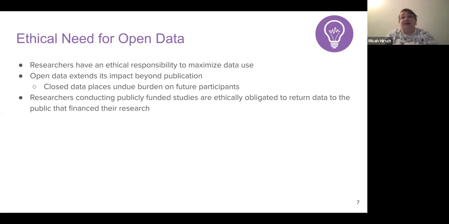When you share your data, you're allowing the possibility to extend your data's life, so to speak, and to help generate new research questions. When you have closed data, so basically not making your data free or accessible to participants, this places a burden on your readers, your researchers who want to access the data for any potential study ideas, as well as future participants in research about questions that might be able to be solved with existing data.